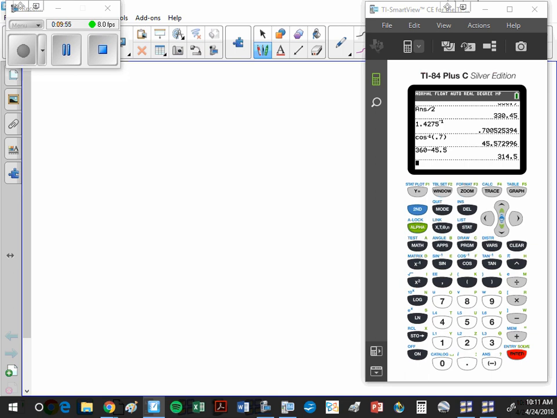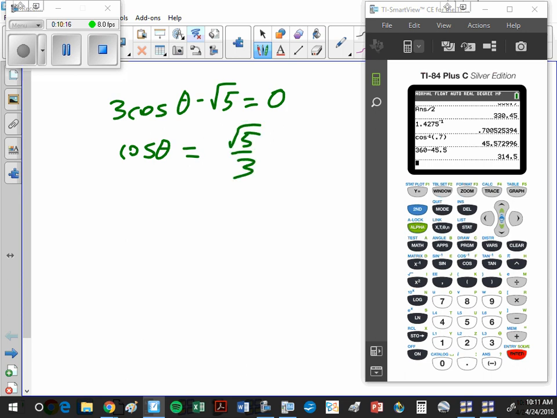Let's do 48. It's a cosine problem, but whatever. So 3 cosine of theta minus the square root of 5 equals 0. So the cosine of theta is equal to root 5 over 3. Everybody agree? Okay. So what quadrant are we in? It's quadrant 1 or quadrant 4.